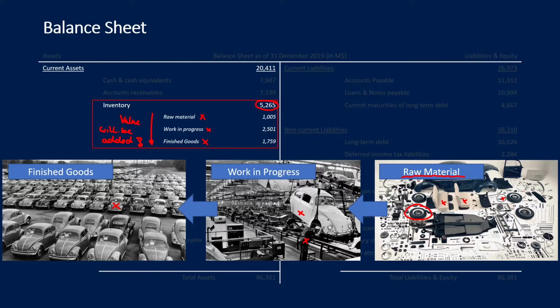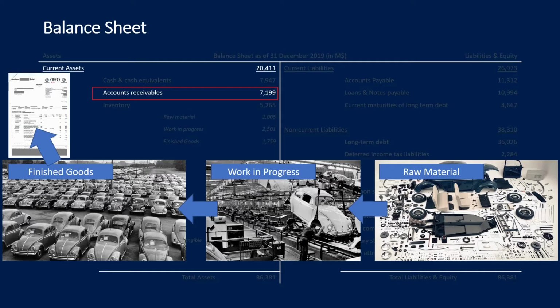If we now sell this car, typically the car won't be paid in cash. Typically we will send out an invoice and we will have to wait for the money until it is paid. The money we are waiting for, so the sold cars that we have invoiced but not yet received the money for, we show under accounts receivables. So we are waiting for this money to be paid sooner or later.